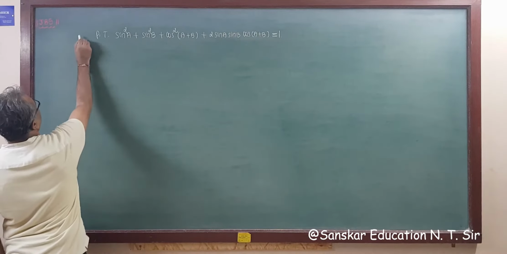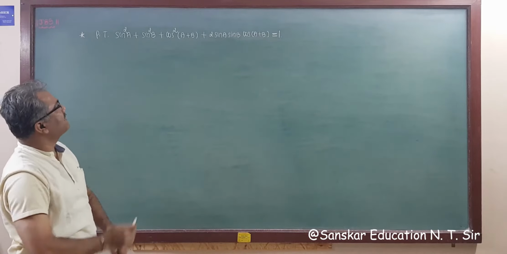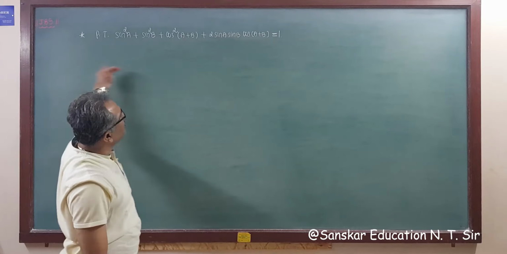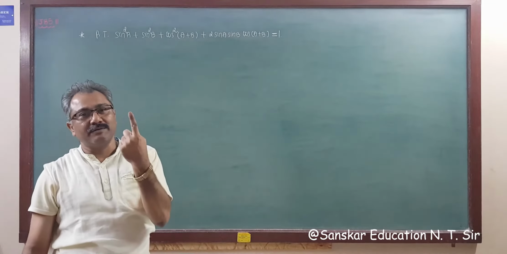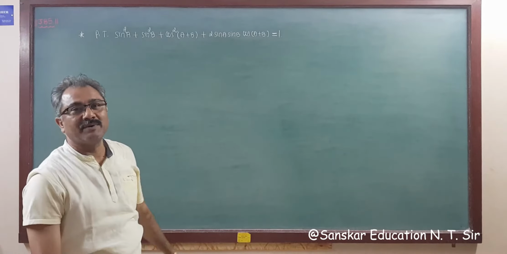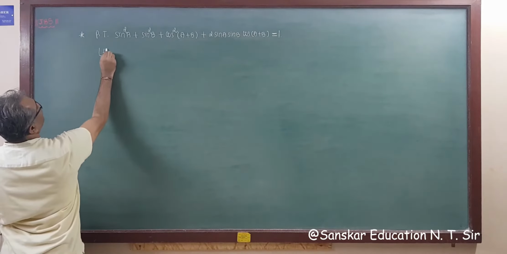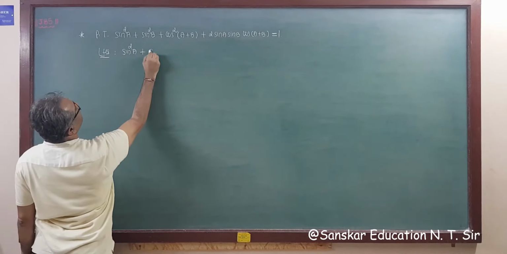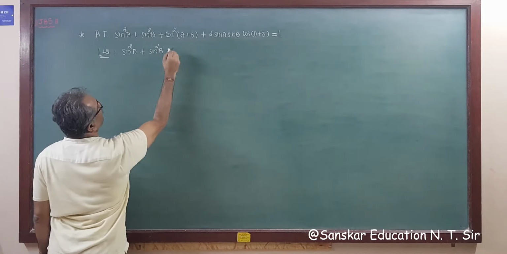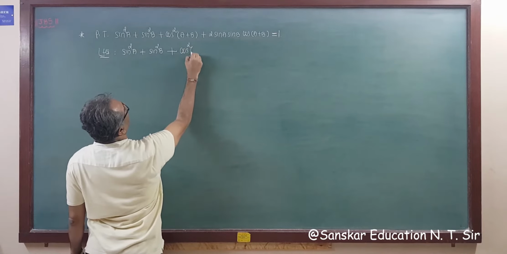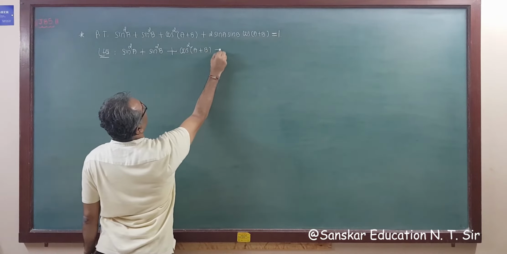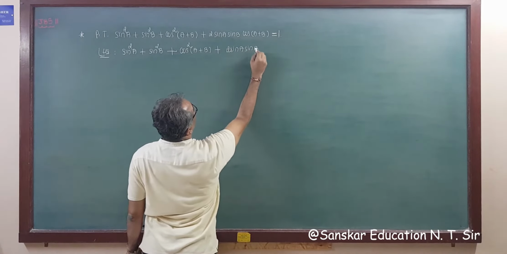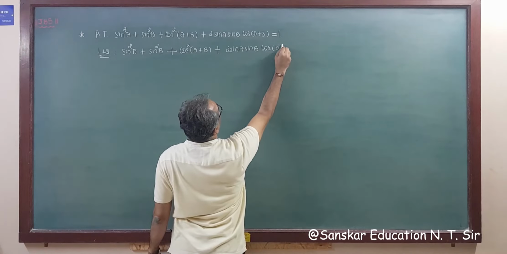Another example: prove that sin square a plus sin square b plus cos square (a plus b) plus 2 sin a sin b cos(a plus b) is equal to 1. इतनी बड़ी लंबी डेटा दे दिया और आंसर क्या लाना है 1, है ना. इसको बोलते हैं मैथमेटिक्स, राइट. So first, left hand side: sin square a plus sin square b plus cos square (a plus b) plus 2 sin a sin b cos(a plus b).